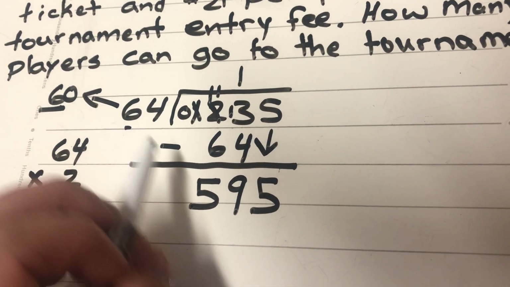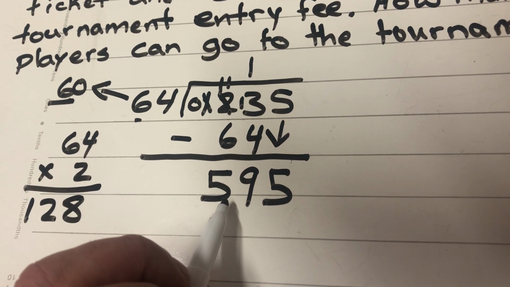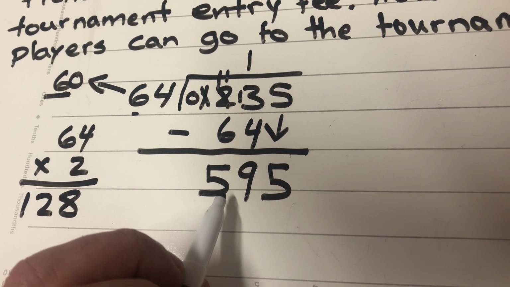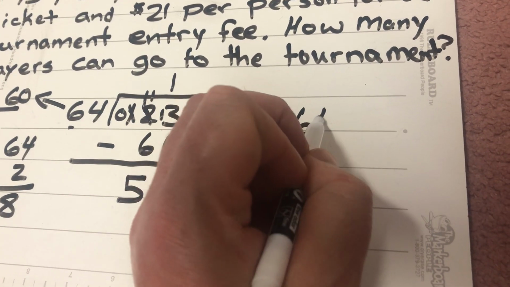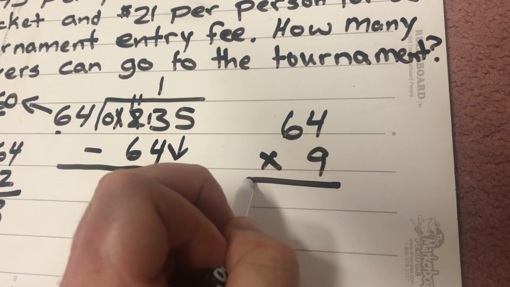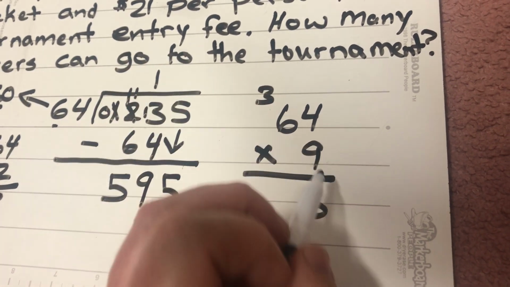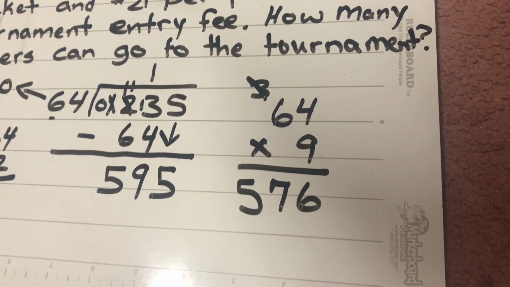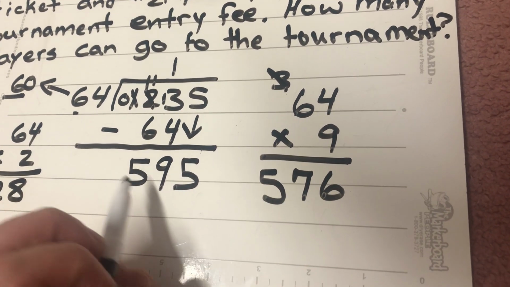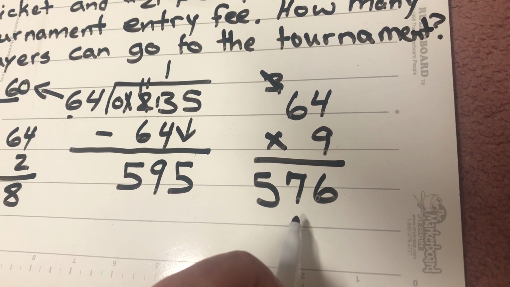I need to see how many times 64 can go into 595. Well, I know that 6 can go into 59 9 times because 6 times 9 is 54. So I'm going to try 64 times 9. Well, 9 times 4 is 36. Put the 6 down, carry the 3. 9 times 6 is 54. Plus the 3 is 57. I get 576. That's within 20 of 595, because if I added 20 to that, I'd have 596.